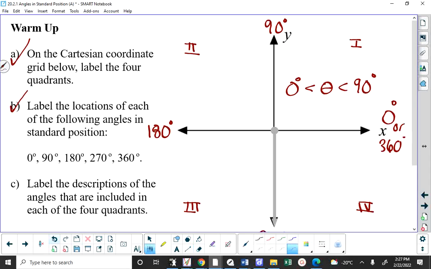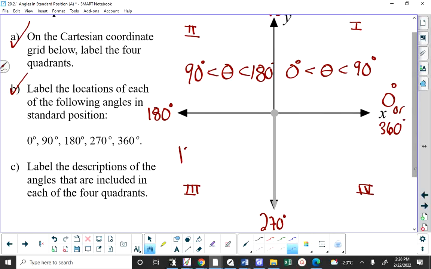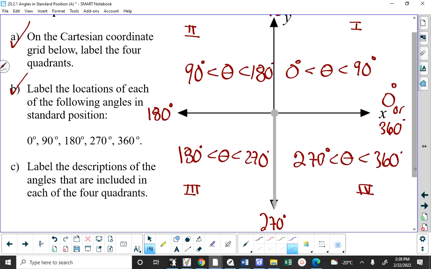What about in quadrant 2? Well, it has to be between 90 degrees and 180 degrees. In quadrant 3, it has to be between 180 and 270. In quadrant 4, I guess it has to be between 270 degrees and 360 degrees, as long as we're only interested in 0 to 360.